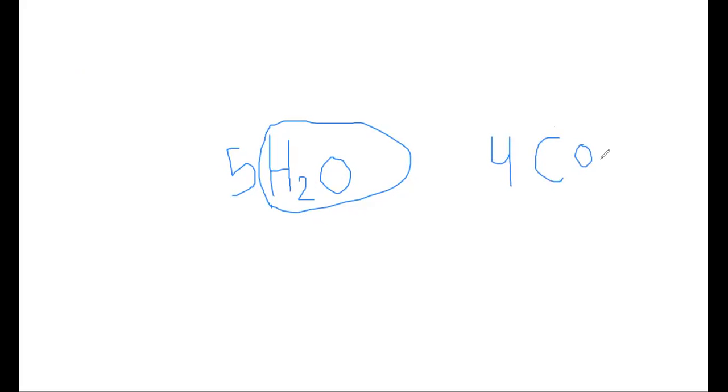Another example. What is the meaning of that? We have 4 molecules of carbon dioxide. Wait. We have 4 molecules of carbon dioxide. How many carbon atoms do we have? 4. How many oxygen atoms? 8. Yes, 8.